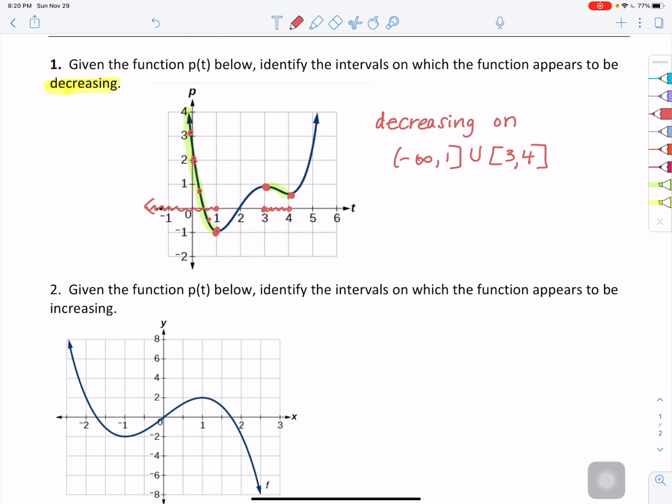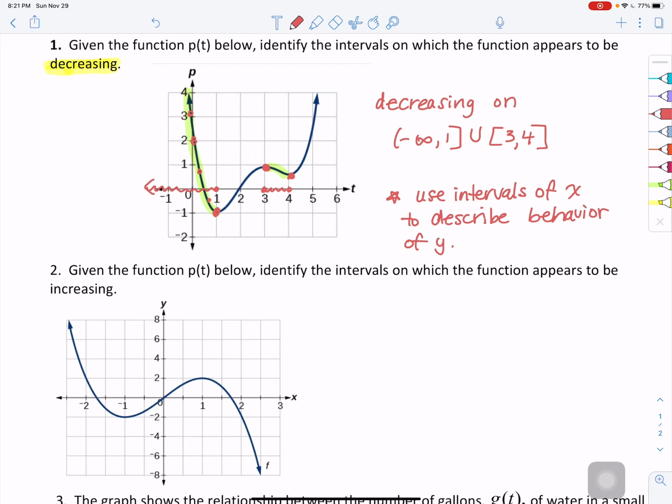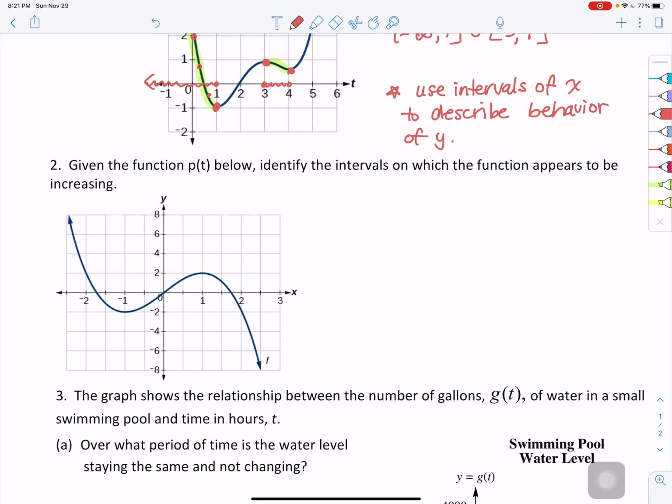Okay, remember, we use intervals of x to describe the behavior of y. So when y is decreasing, when y is increasing, when y is constant, we use intervals of x. Okay, let's give number 2 a try.